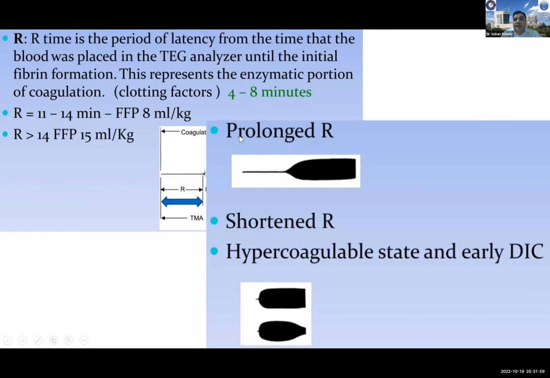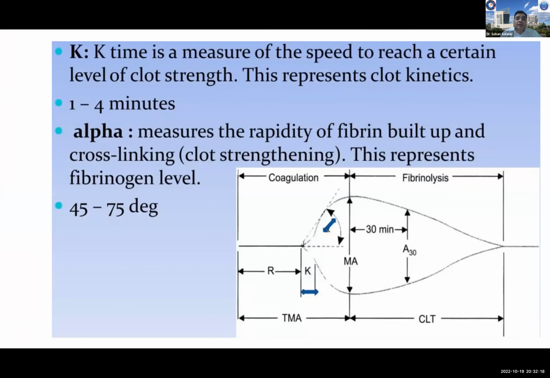And if this R time is prolonged, it means there is some deficiency of the clotting factors in the blood. And if this R time is shortened, then you can say the patient is hypercoagulable, or it may be during DIC, where initially there is hypercoagulability, and then there is secondary fibrinolysis. The K time and alpha angle will tell you about the clot kinetics.